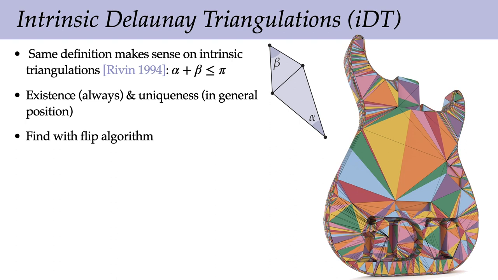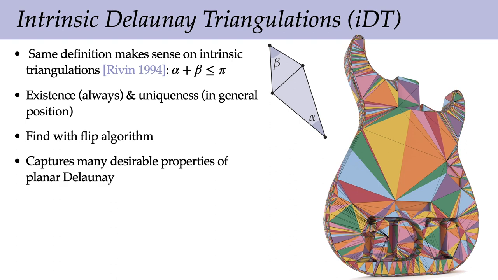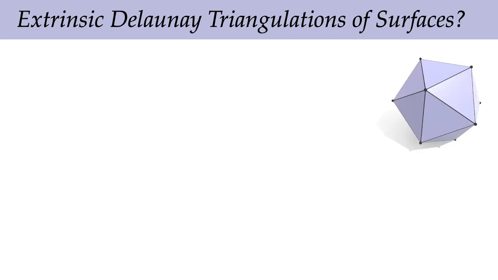Moreover, we can compute these intrinsic Delaunay triangulations by running the exact same flip algorithm. And importantly, intrinsic Delaunay triangulations retain most of the desirable properties of their planar counterparts. For example, they still maximize the minimum angle and provide a smoothest possible linear interpolation of values at vertices.